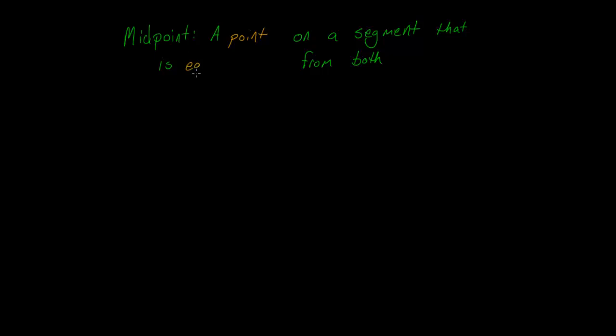Let me pull up our first definition. We should already know what this is from topic 2.4. But just in case, a midpoint is a point on a segment that is equidistant from both endpoints. So as a quick rundown of what that means, basically a midpoint is a point on the line segment that is directly in the middle. Both sides will equal each other.